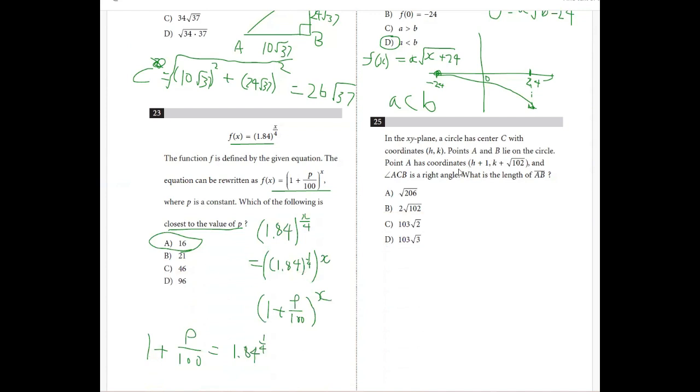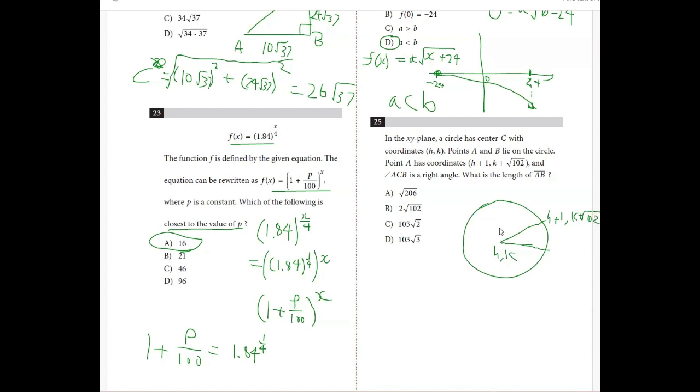25. In the xy plane, a circle has a center C with coordinates h, k. Points A and B lie on the circle. Point A has coordinates h plus 1, comma k plus square root of 102, and angle ACB is a right angle. What is the length of AB? I like to draw this out here. h, k is the center. Say this is h plus 1, comma k plus square root of 102.